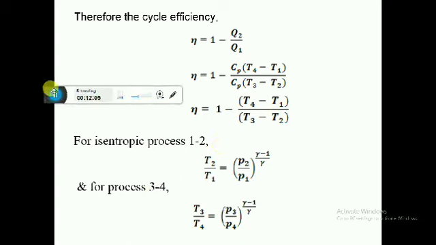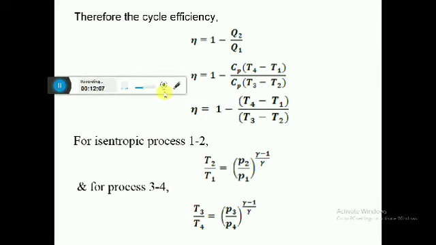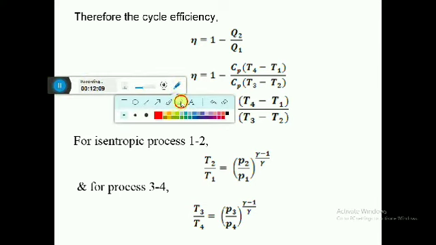We already know that for an isentropic process 1 to 2, the change in temperature and change in pressure relation can be written as T2 by T1 is equal to P2 by P1 to the power gamma minus 1 by gamma. And also for an isentropic process 3 to 4, the formula can be written as T3 by T4 is equal to P3 by P4 to the power gamma minus 1 by gamma.